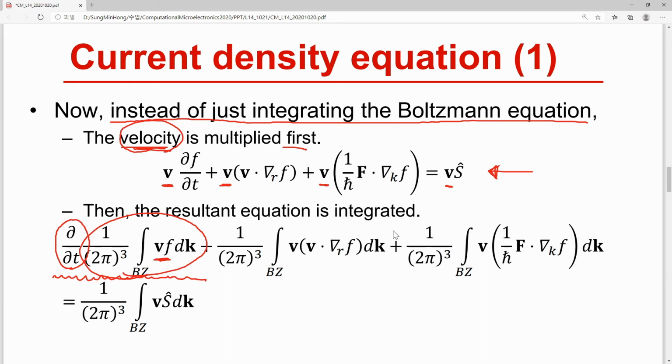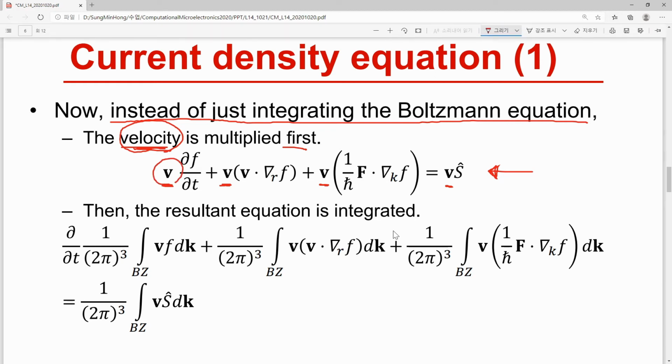Okay, so this is the way to generate many equations. However, since our interest lies in the current density or electron flux, that's the reason why we just multiply by v here, and easily understand this corresponds to flux itself. And now we have three more terms.